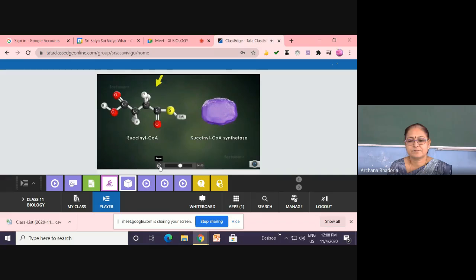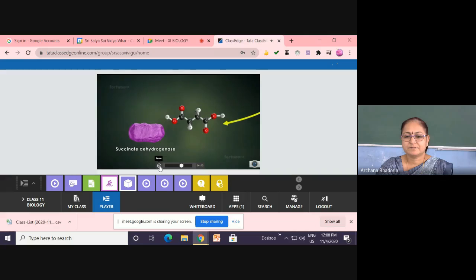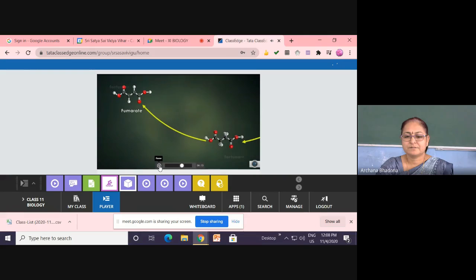The succinyl-CoA synthetase enzyme will convert succinyl-CoA into succinate and will produce one molecule of ATP. The enzyme succinate dehydrogenase will convert succinate to fumarate. During this reaction, flavin adenine dinucleotide (FAD).